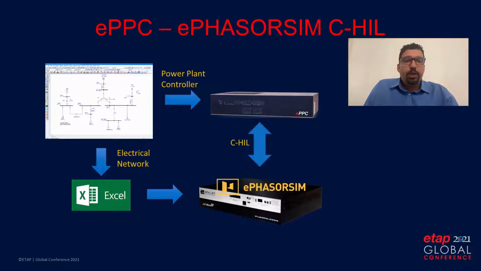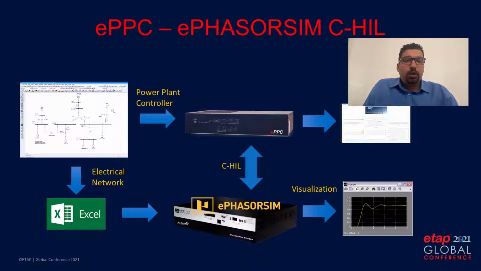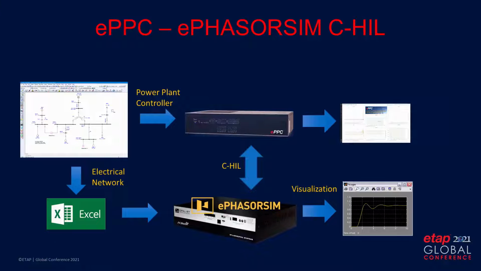Now we'll be doing a controller hardware in the loop simulation between the ETAP power plant controller hardware box and the RT Lab ePHASORSIM hardware box. During or after the simulation, the results can be visualized using the Grafana dashboard which is running inside the ETAP power plant controller. Also, ePHASORSIM allows the user to visualize using MATLAB or Simulink scopes. Now let's move to the live demo.